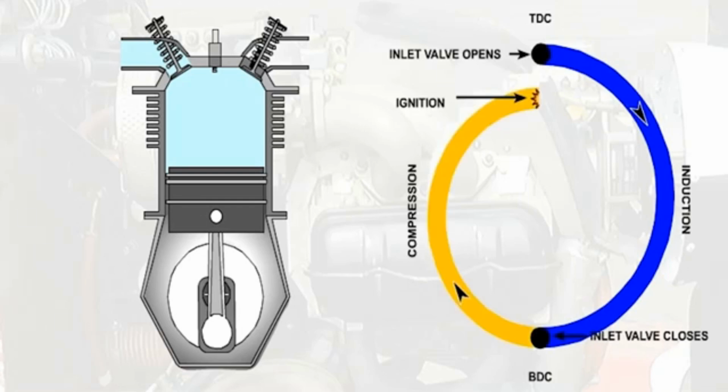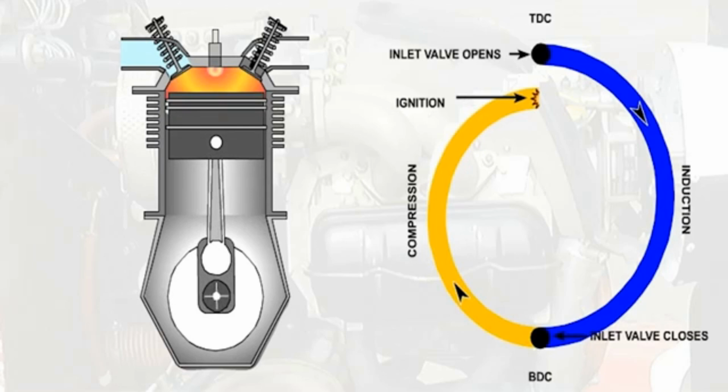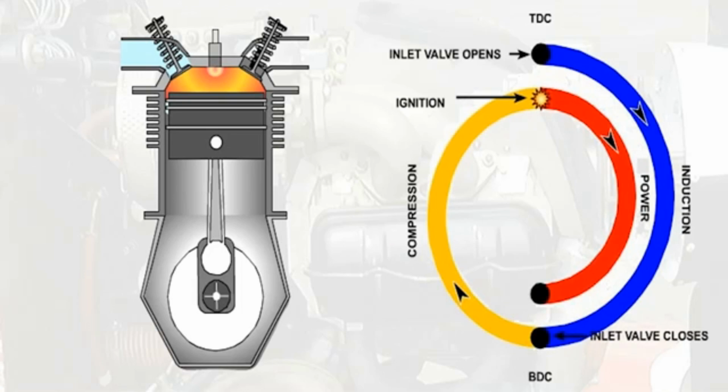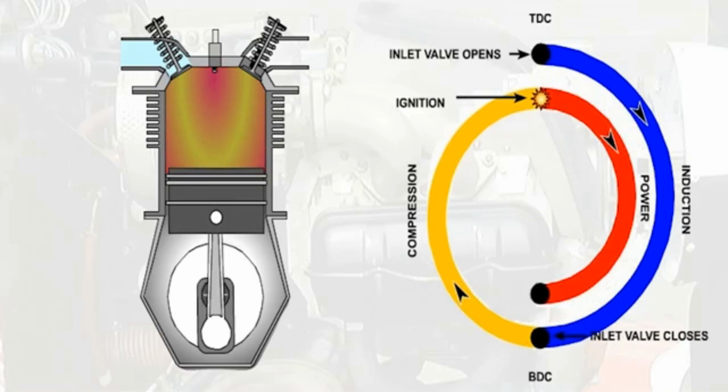The compression stroke. With both valves closed, the piston ascends and the combustible mixture is compressed into the combustion chamber, which is the space formed in the cylinder above the piston when it's at top dead center. The power stroke. A spark plug ignites the mixture and combustion causes a rapid rise in the temperature and pressure. Because both valves remain closed, the increased gas pressure forces the piston down.